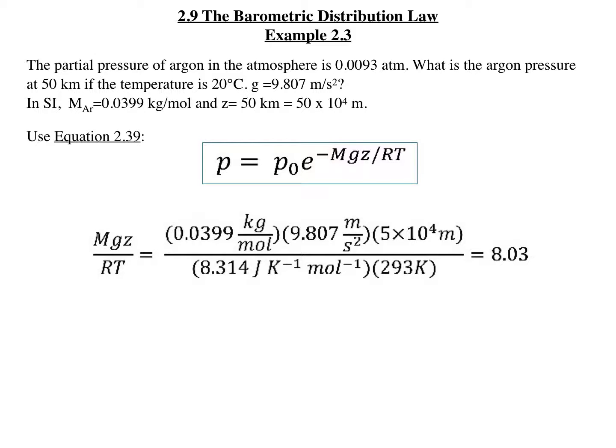So making those substitutions, you see those units and figure out how to cancel them, and in the end you should get 8.03. The question now to you guys is, what are the units of this mgz over RT? Are there any units, or is this dimensionless? Think about that before you answer.